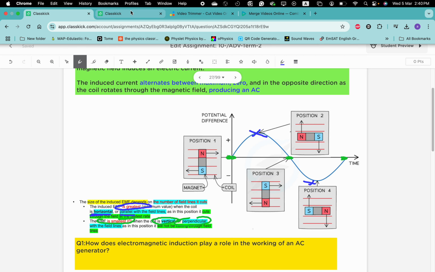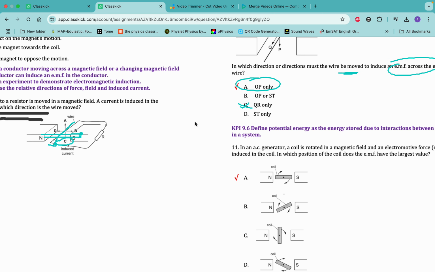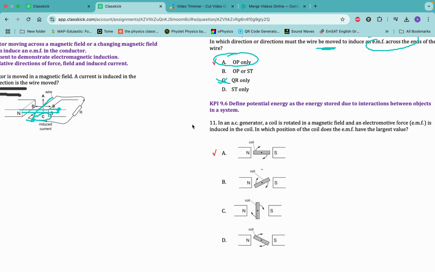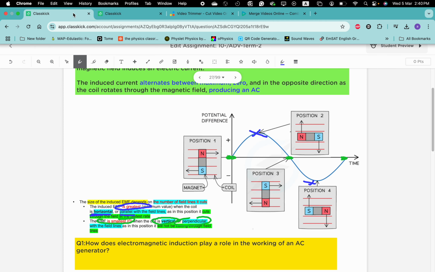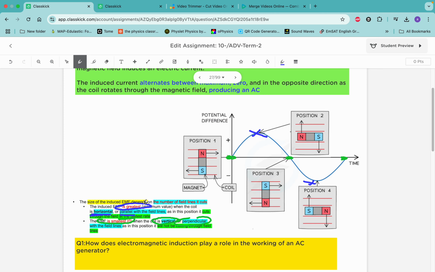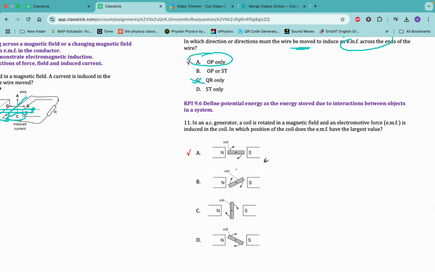So here in this question, in an AC generator, a coil is rotated in a magnetic field and an electromotive force, which is EMF, is induced in the coil. In which position does the coil have the largest EMF value? So again here, the greatest value has to be when the coil is horizontal, which is this case.